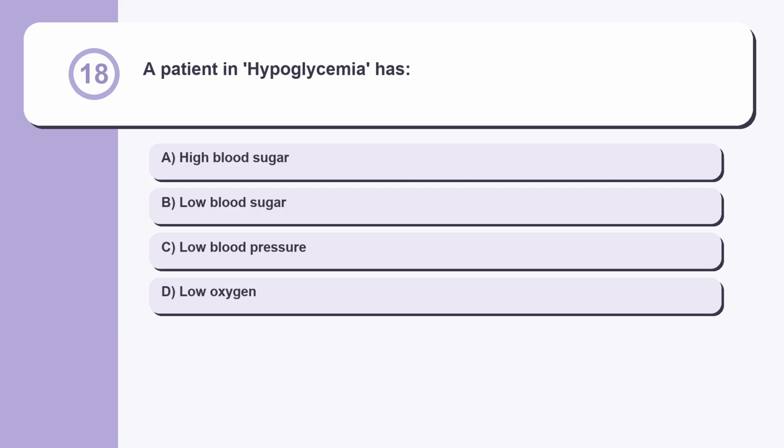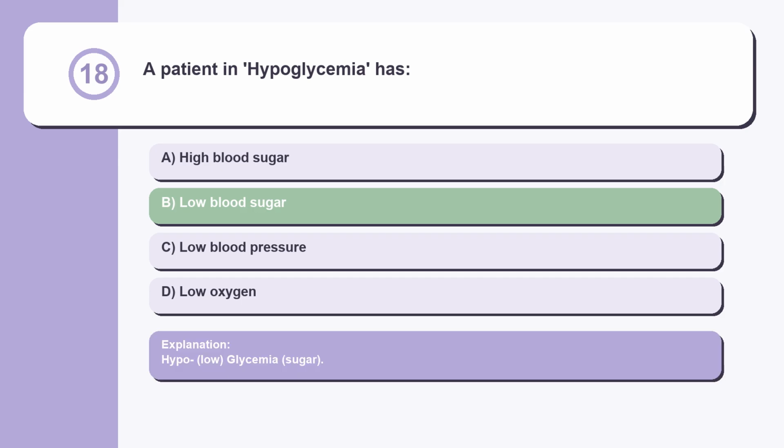Question 18. A patient in hypoglycemia has high blood sugar, low blood pressure, low oxygen. Hypo means low, glycemia means sugar.